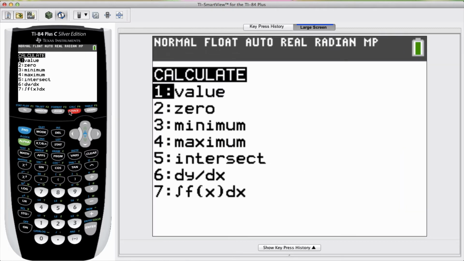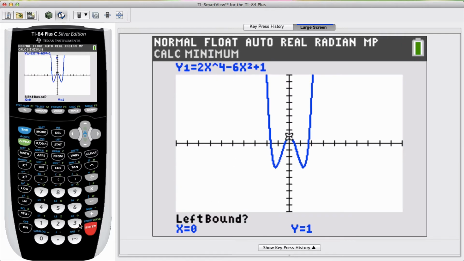And then I notice I have one more value that is a minimum, so I'm going to press enter because I'm to the left. I'm going to scroll to the right and press enter, and then put in my guess, and I get 1.225, comma, negative 3.5. So once again, the way we find mins and maxes is almost identical to what we did last lecture with our quadratic functions.